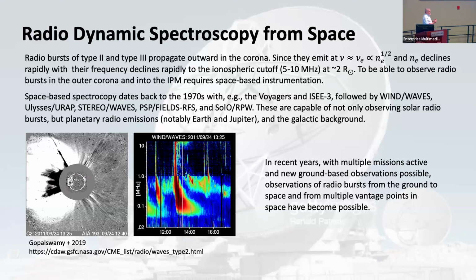What's really interesting in the past decade or more is that we now have multiple missions active at various locations, typically inside 1 AU, but Ulysses, of course, is outside that. And we have ground-based instruments at low frequencies as well. So you have multiple vantage points to look at these radio bursts as they sweep out into the interplanetary medium. So you can do triangulation, and as I'll show in a moment, you can use them as beacons and try to understand the medium between you and the spacecraft or the ground-based instrument, as the case may be.